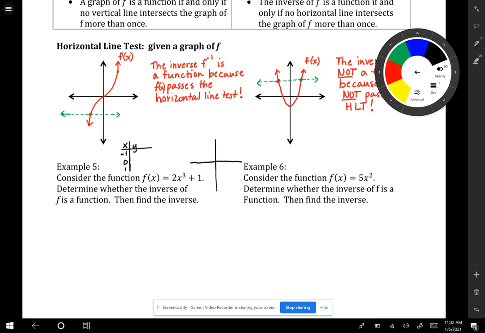So if we replace -1 in f, we have 2 times -1 to the third power plus 1. Well, -1 to the third power is just going to be -1, and -1 times 2 is -2 plus 1. When you replace 0, that's easy. Anything times 0 is 0, so 0 plus 1. And when you replace 1 right here for x, you get 1 to the third, which is 1, times 2 is 2, plus 1, so it's 3. So let's plot those ordered pairs. So we have -1, -1. I should make some marks here.